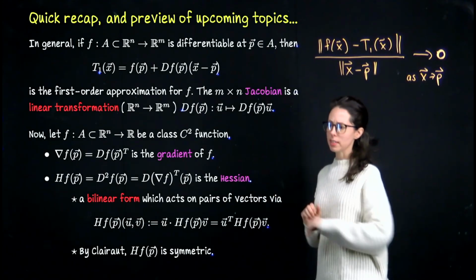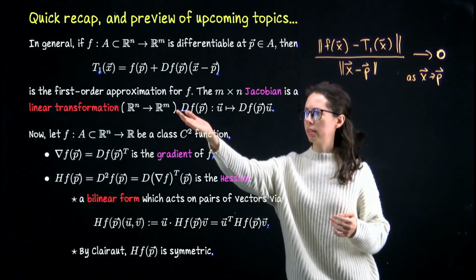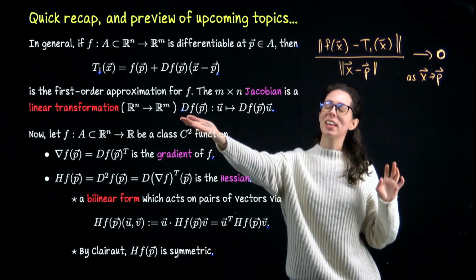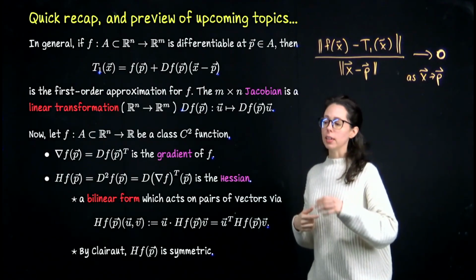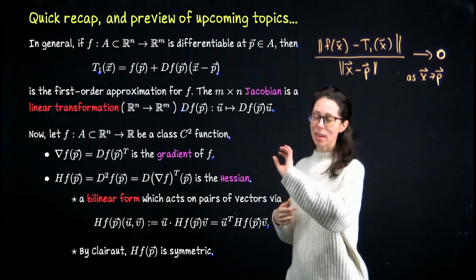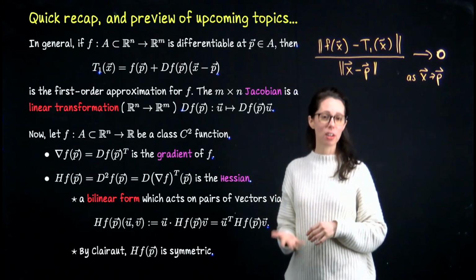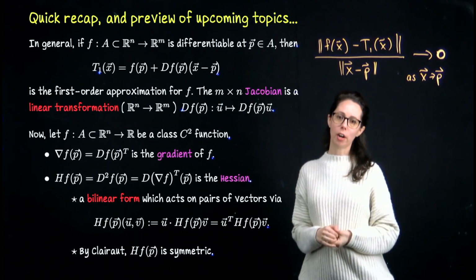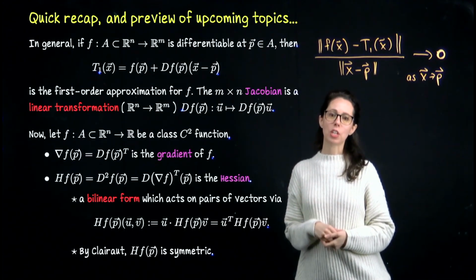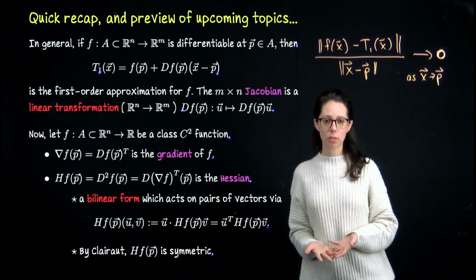Okay, I skipped this. Just like the Jacobian matrix is a linear transformation, it acts on one vector. The Hessian matrix is a bilinear form. It acts on pairs of vectors. I kind of alluded to the fact that if you were looking at a third order differential computation, it would be a trilinear form acting on triples of vectors.